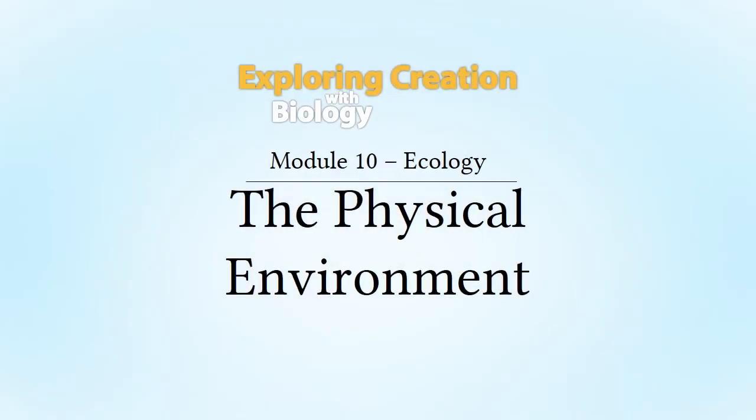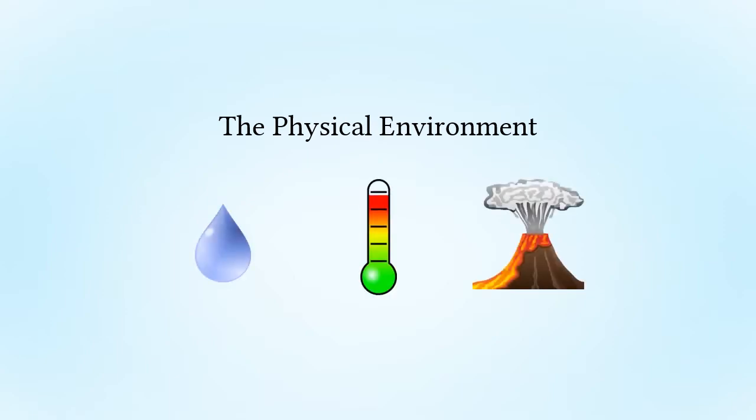Module 10, the physical environment. When we study ecosystems, we not only have to look at the relationships between organisms, we need to look at the environment in which they live. The physical environment includes all the non-living components of an ecosystem. Parameters such as available water, temperature, air quality, and other things are included in the physical environment.